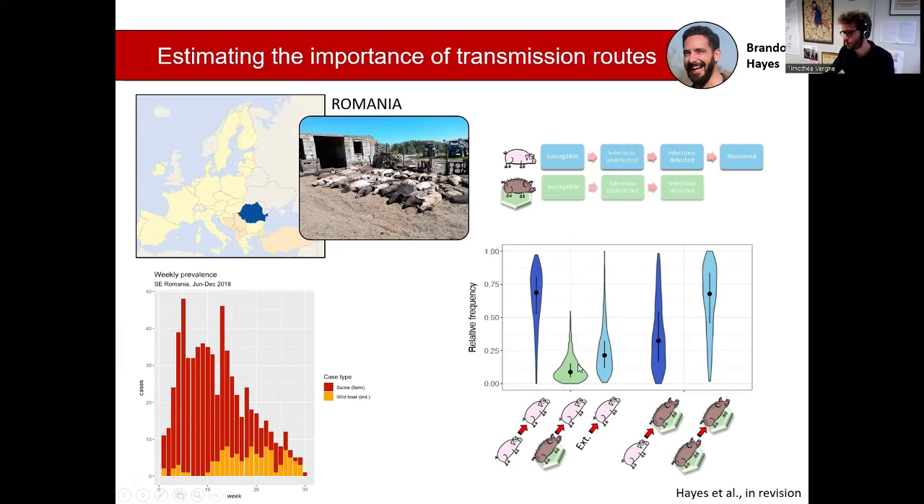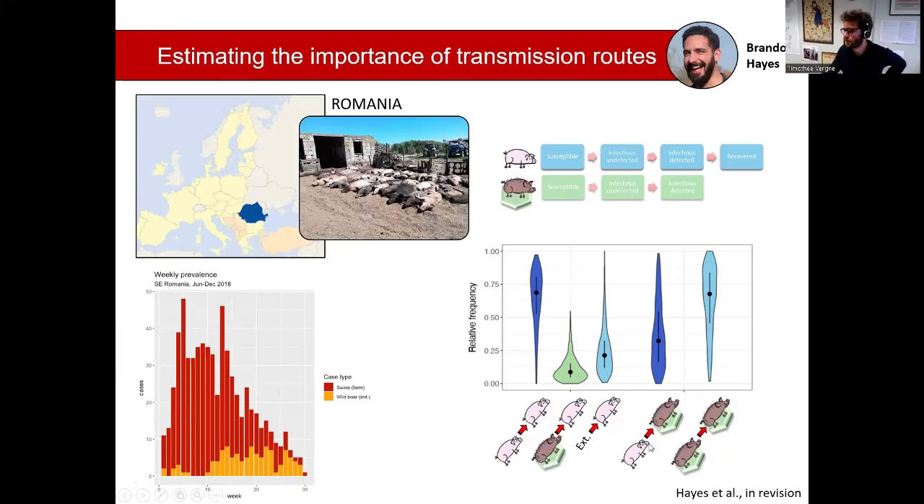And basically, this graph should be read as follows. For example, this one shows that domestic pig farms were, most of the time, infected through direct or indirect contact with other domestic pig farms. So domestic pig farm to domestic pig farm accounted for almost 75% of the virus introduction within pig farms. And the introduction from wild boar accounted for less than 20% of the infections in domestic pig farms.